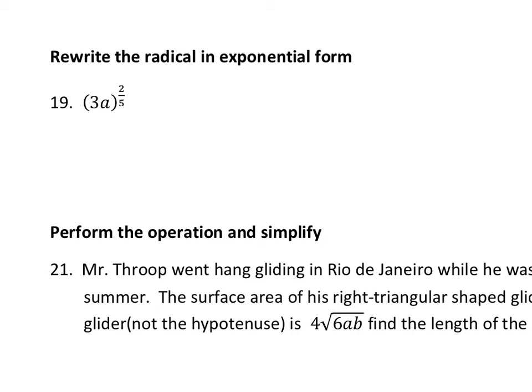The next one is 19, and it's pretty easy. We're just rewriting this radical in exponential form, and this is pretty simple. Now I'm going to have a radical, and inside my radical I'm going to have a 3a. Now this fraction right here tells me what my index is going to be. That 5 is going to be my index, so I'm going to put that right here. And this 2 on the top is my exponent.